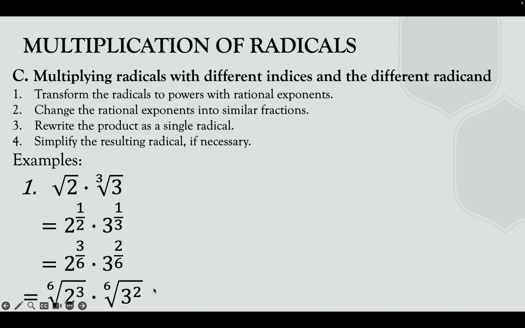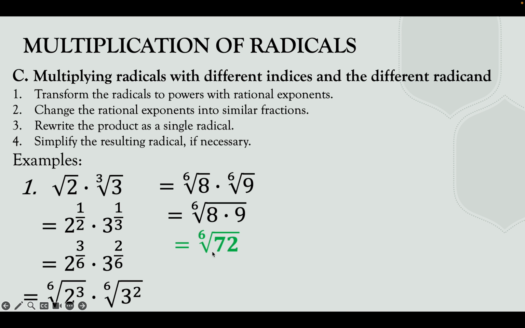Since we have the same indices now, we can multiply the radicands. But first, we need to simplify the radicand first. So we have 2 raised to 3. 2 times 2 times 2, we have 8. 3 raised to 2, we have 9. Now we can multiply this one. So we have 6th root of 8 times 9. We have here 6th root of 72.